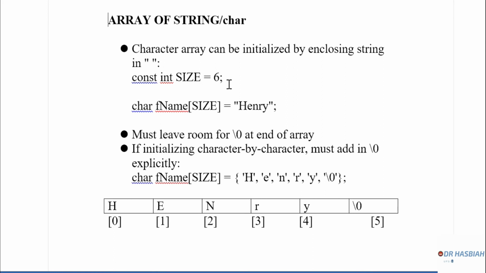Okay, so a character array can be initialized by enclosing a string in open and close double quotes. For example, let's say I put the size equal to 6, and the data type for size is integer, and then I put const here, meaning constant, permanent. Permanent or constant, right?